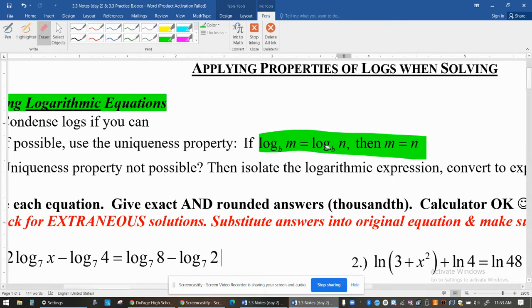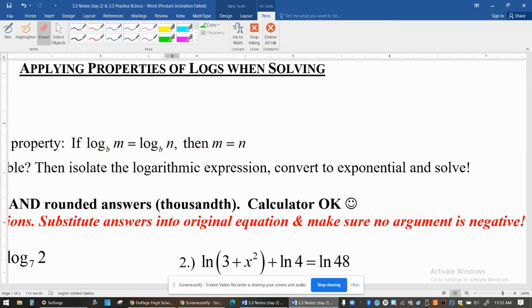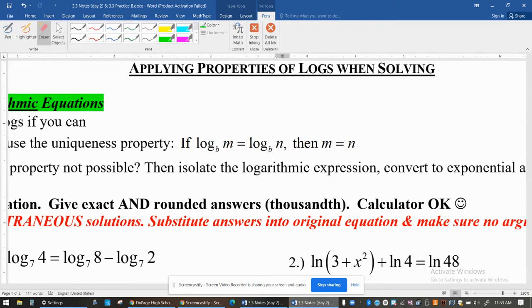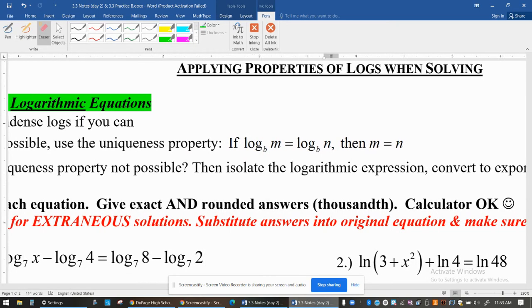Well, what if you tried the uniqueness property and you don't have the same type of log on both sides? Then what do you do? If you can condense it down to one log and there are no other logs on the other side, then you just convert it to exponential. I like to call it whoop whoop. So you convert it to exponential and then solve it. For today, we're going to be giving exact and rounded answers.